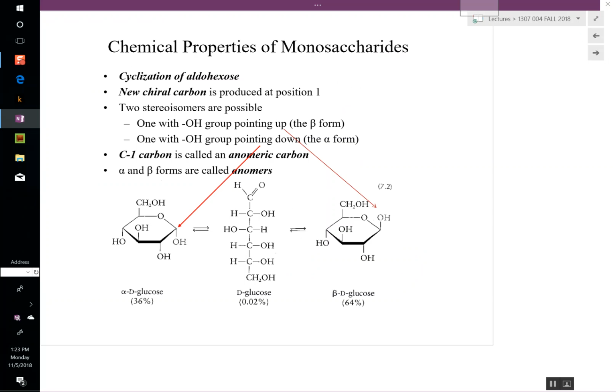Here's just an example where you ignore the hydrogens. All you do is just show where the OHs are. You don't have to draw in the hydrogens. Better not to draw in the hydrogens because it just gets too busy. We just want to know where the OHs are, and we assume the other position is a hydrogen.